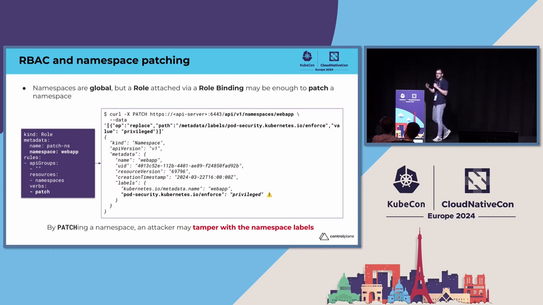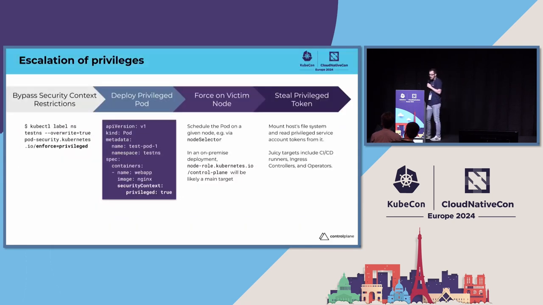And why is that a security issue? Well, we've just talked about many security and networking functionalities which are bound to namespace labels. Patching a namespace means that you can modify its labels or even add new labels. And we've talked about pod security standards and network policies, where namespace selectors are very important. So we'll now look in more detail at a practical escalation of privilege, where namespace relabeling is the attack vector.